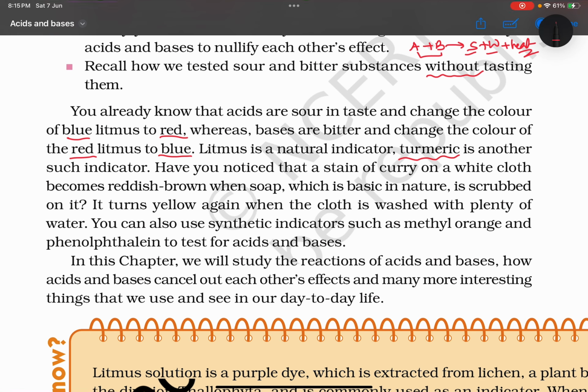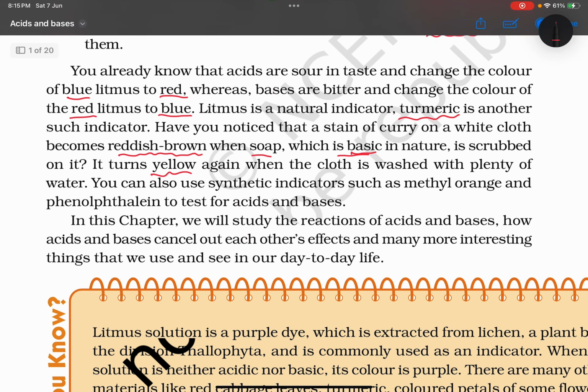Now see, a stain of curry on a white cloth becomes reddish brown when treated with soap. Soap is basic in nature. That means when you add base to the curry, it turns reddish brown, and when the base is removed, it comes back to yellow. Just for observation, that means it is also a kind of indicator, because our curry contains turmeric. Generally we Indians use turmeric in curries. I don't know about Americans.